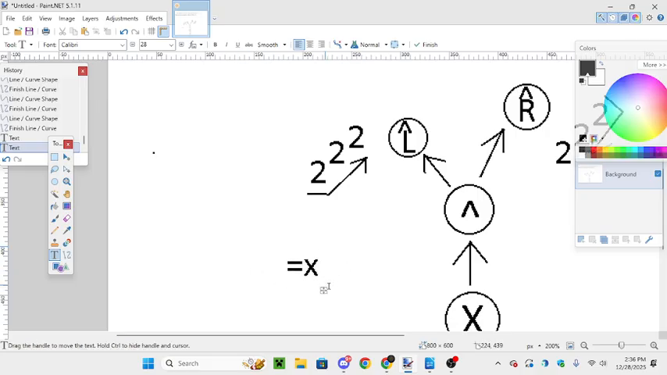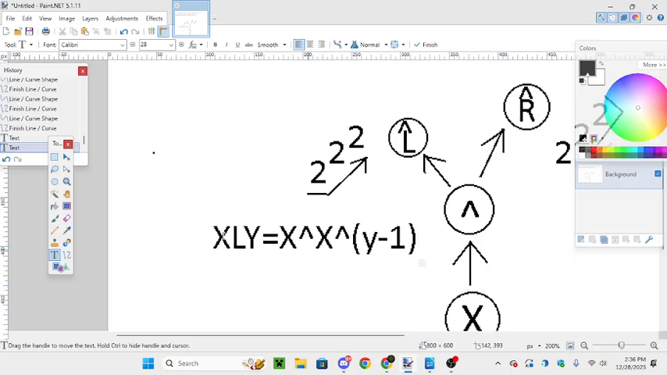So x left tetrated to the y, which will represent as x L y, is equivalent to saying x raised to the power of x raised to the power of y minus 1, which is a much more powerful property and shows you that left tetration is really just a variation of exponentiation.